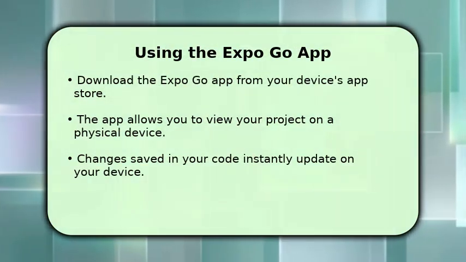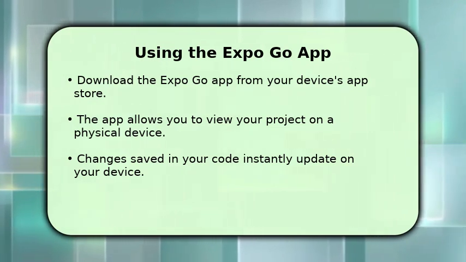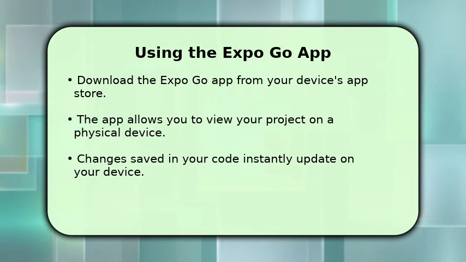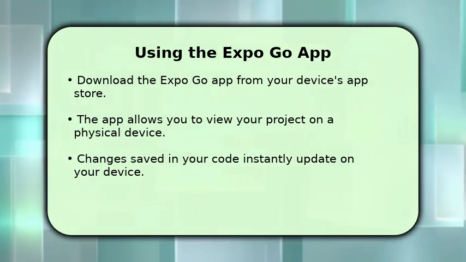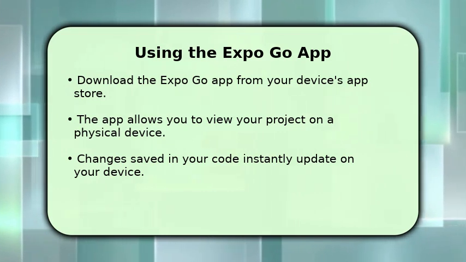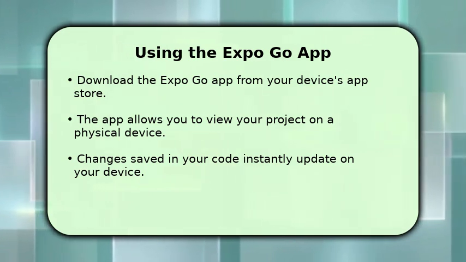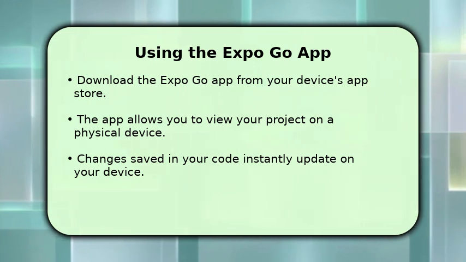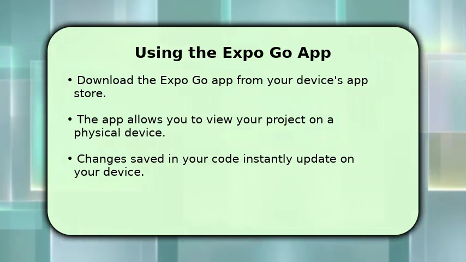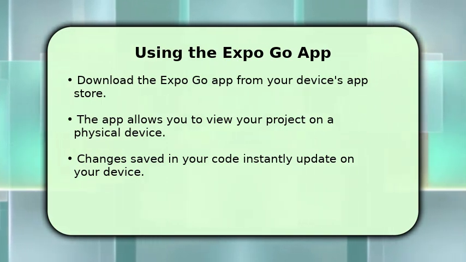The Expo Go app is your essential companion for mobile development. You can download it for free from your device's app store, whether you're on iOS or Android. This powerful app enables you to see your project running directly on a physical device, providing a true user experience. What's more, any changes you save in your code will instantly reflect on your device, thanks to its fantastic live reloading capability, saving you valuable development time.